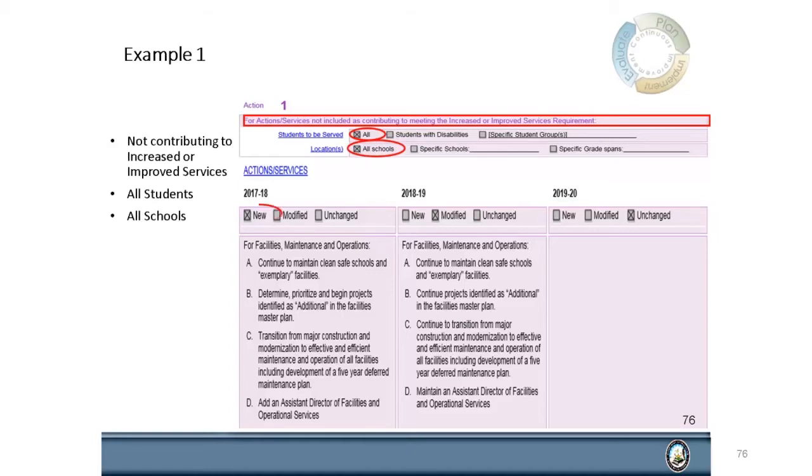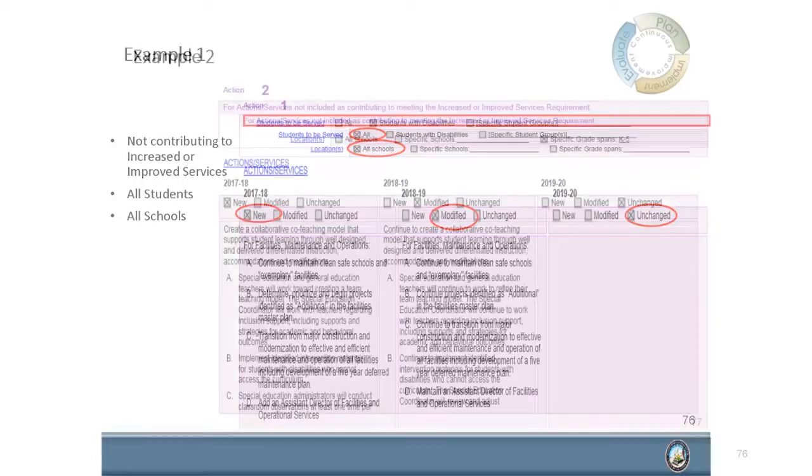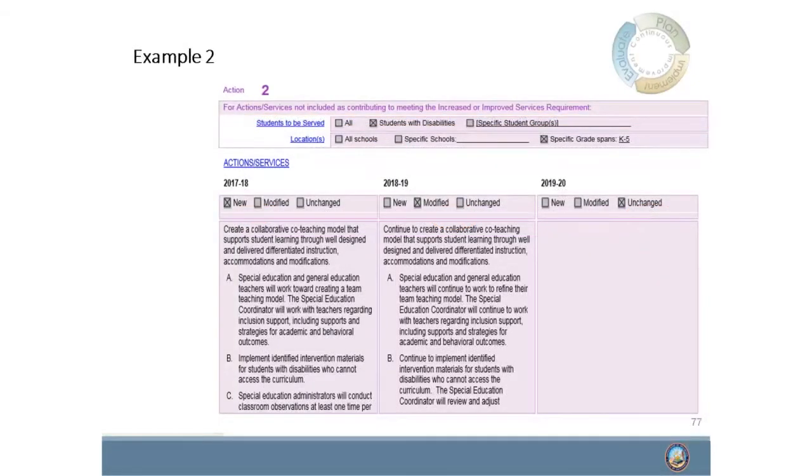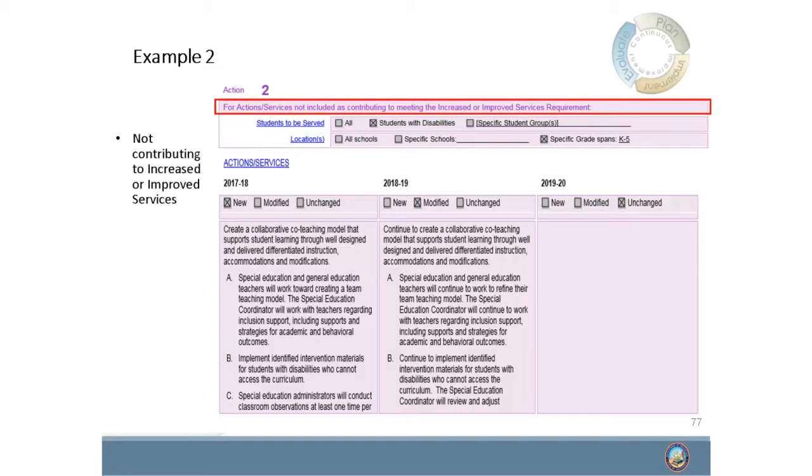It is a new action in 2017-18 and then will be modified in the following year and remain unchanged in 2019 and 20. This is another example of an action not contributing to increased or improved services requirement, but is focused on a single subgroup, students with disabilities, and is also focused on grades K through 5 only.